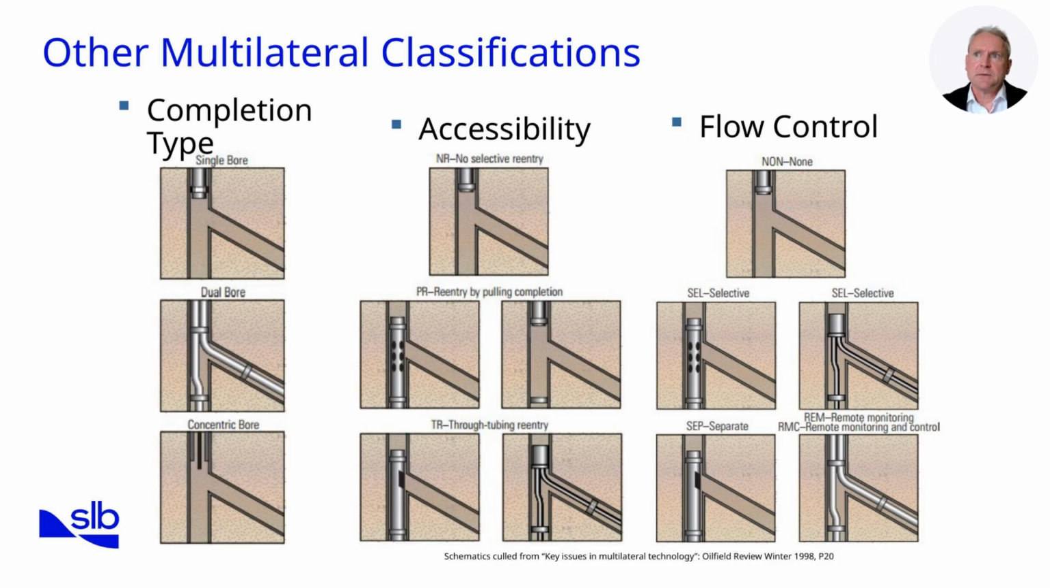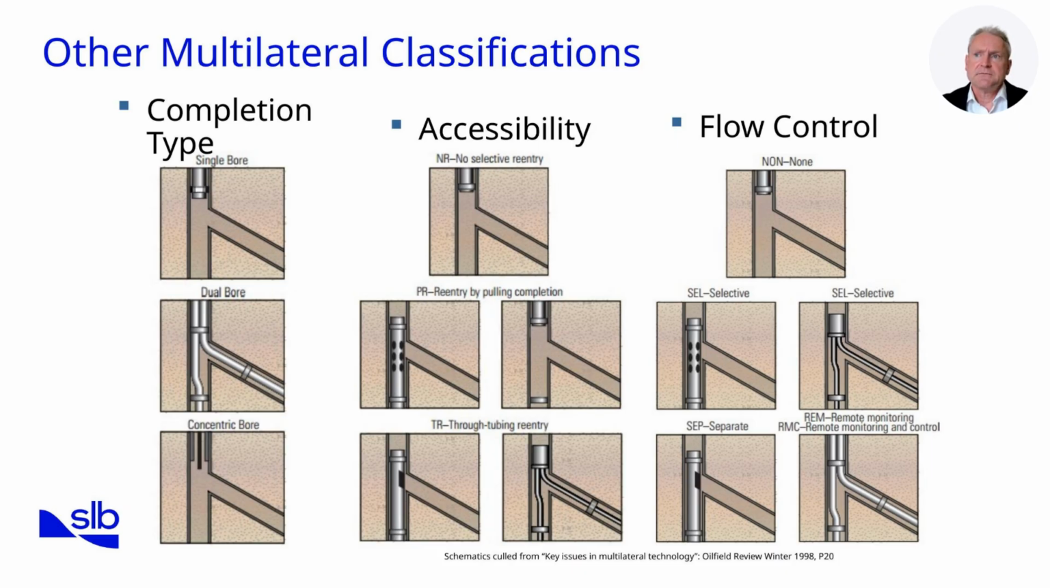PR, or re-entry by pulling the completion, allows access but only after removing the completion assembly, costly and time-consuming. The most advanced is TR, or through tubing re-entry, where we can re-enter laterals using coiled tubing or wireline without disturbing the main completion. This is highly advantageous in terms of reducing downtime and intervention cost.